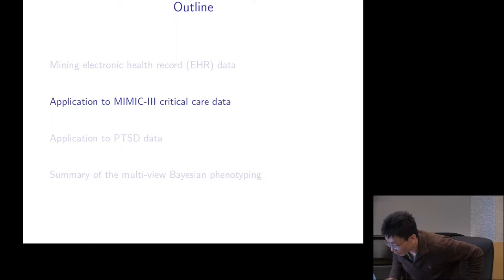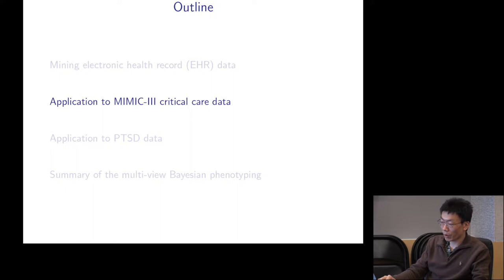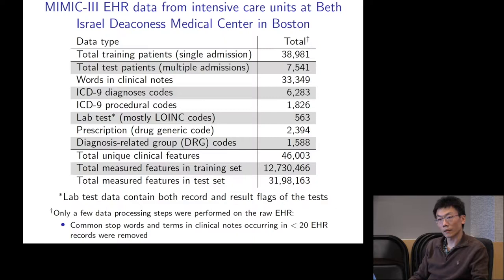Okay, so we have applied this to a couple of data sets. The first one is called MIMIC, which is from the Boston area. People have made a tremendous effort to make the data publicly available. These are about 40,000 patients with very different diseases. The patients are admitted to the intensive care unit, which is why we tend to have a lot more observations for these patients compared with outpatient records.